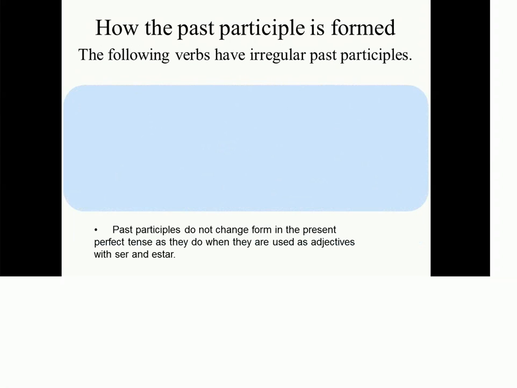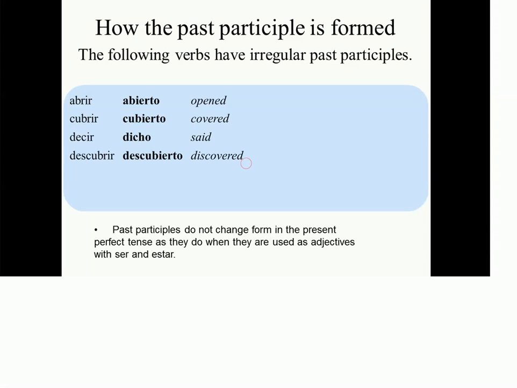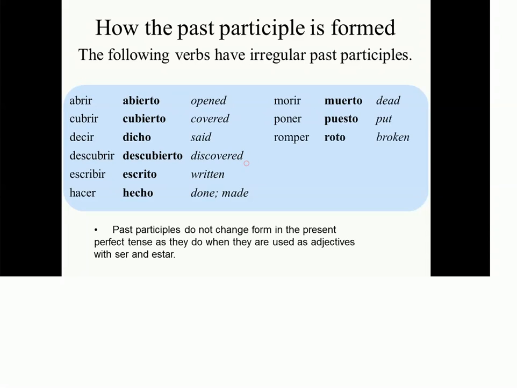Traer, traído. The following verbs have irregular past participles. Abrir, abierto. Cubrir, cubierto. Decir, dicho. Descubrir, descubierto. Escribir, escrito. Hacer, hecho. Morir, muerto. Poner, puesto. Romper, roto. Ver, visto. Volver, vuelto.